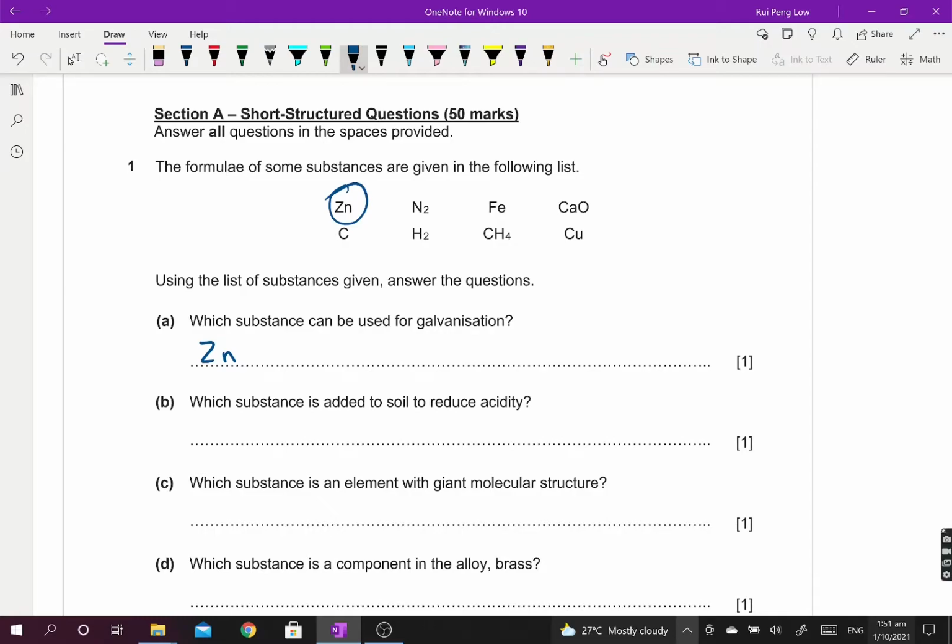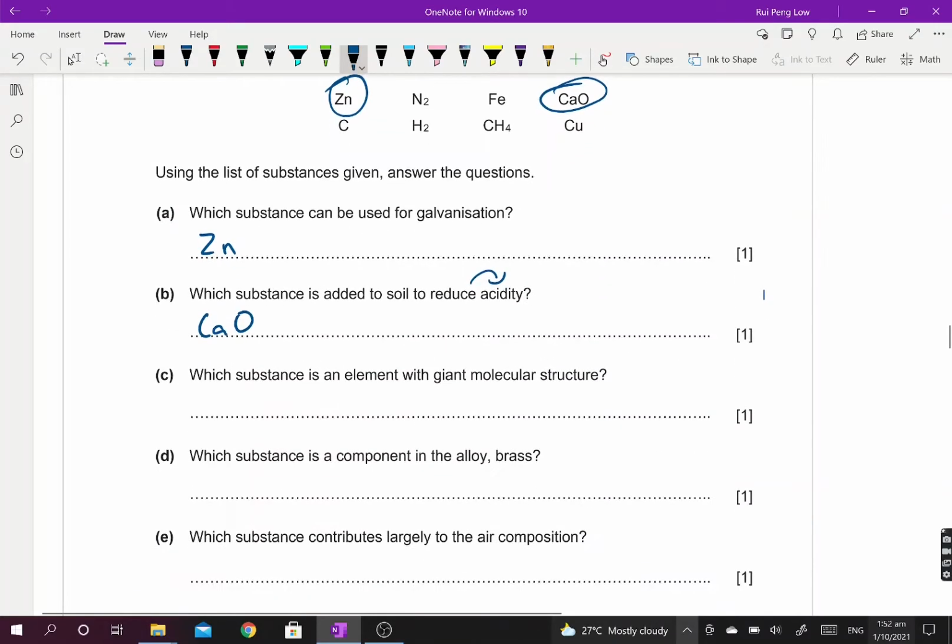Which substance is added to the soil to reduce acidity? Okay, so to reduce acidity, we need to look for a basic oxide. So in this case, we have calcium oxide, CaO.